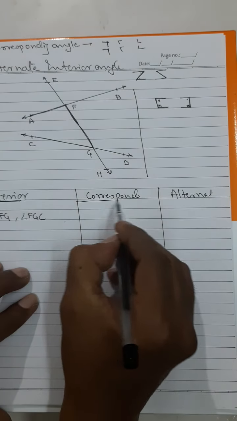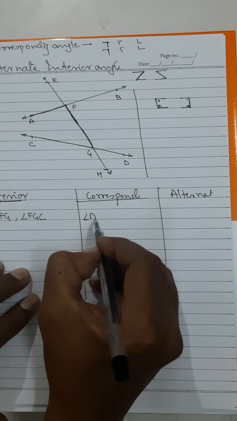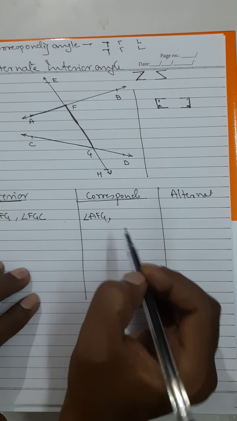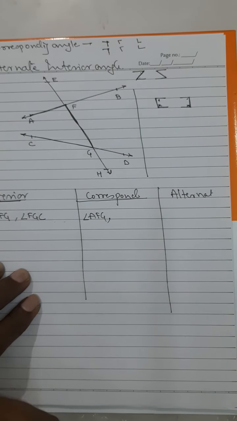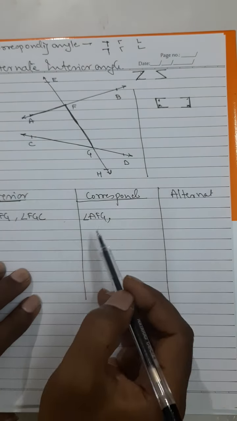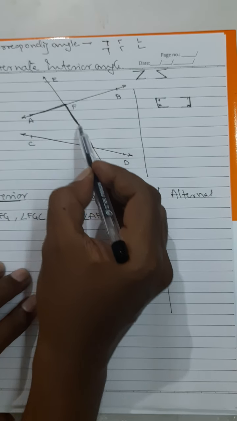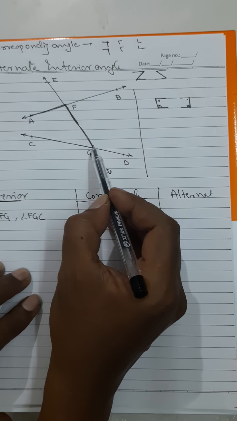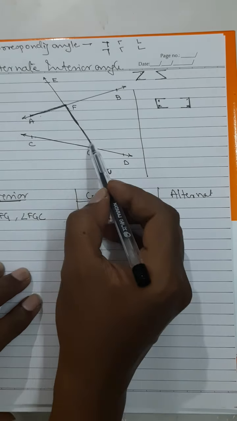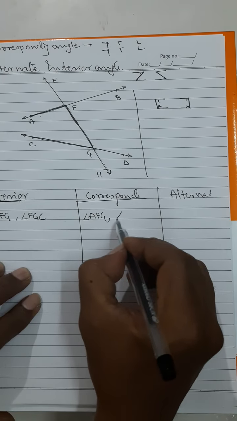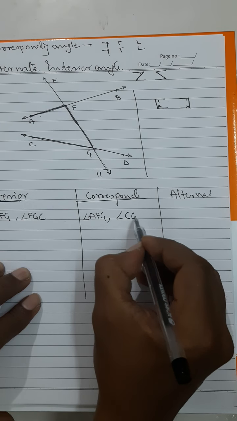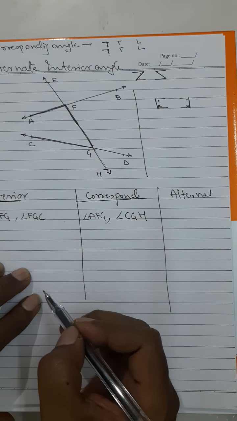Okay, corresponding angles. If I take the same angle AFG, remember I am just telling you how to identify which are forming corresponding angles and which are forming interior angles. Nothing more than that. We have to learn a lot in this topic. AFG is traveling like this, so it will be traveling in the same fashion. For that I will have to go down, angle CGH. They will be corresponding angles.